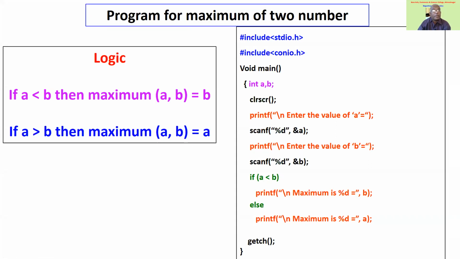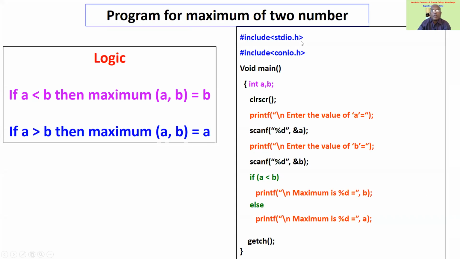Now see the logic of maximum. If a is less than b, if number a is smaller than number b, then the maximum among these two is b. And if a is greater than b, then the maximum among a and b is a. This is the simple logic. We will use this logic only in our program.